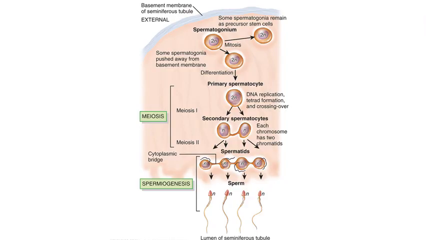Now, the rest of them lose contact with the basement membrane. They squeeze through the tight junctions of the blood-testis barrier, and then undergo developmental changes and differentiate into primary spermatocytes. Those guys, like the stem cells, are diploid, so they have 46 chromosomes. Shortly after it forms, each primary spermatocyte replicates its DNA, and then meiosis begins. In meiosis I, homologous pairs of chromosomes line up at the metaphase plate and crossing over occurs.